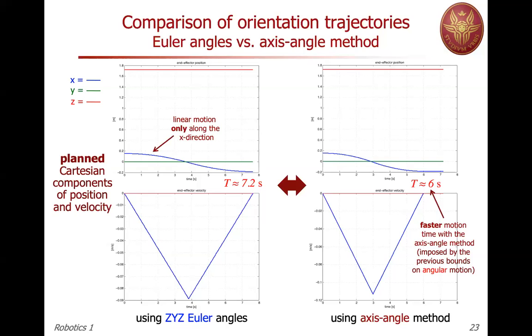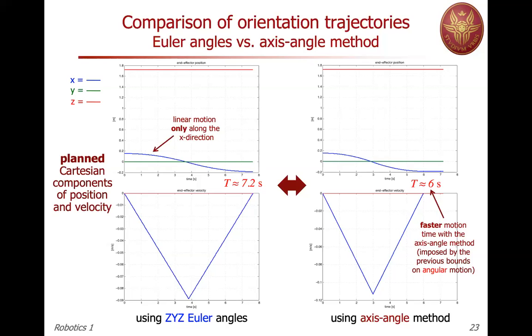Okay, so this is what was specified by this additional text. So we imposed the previous bound on angular motion. Again, that was the most binding part of the constraint.